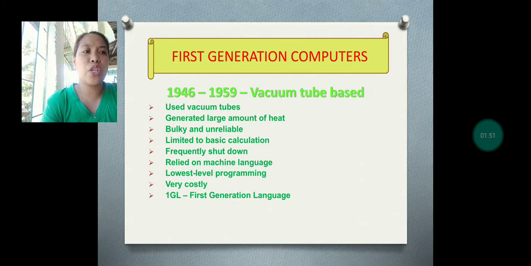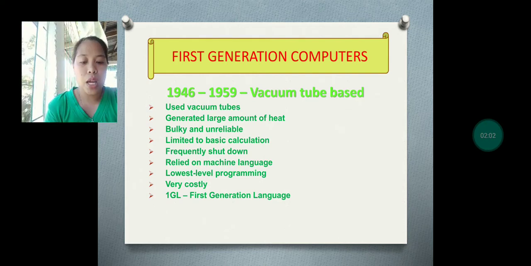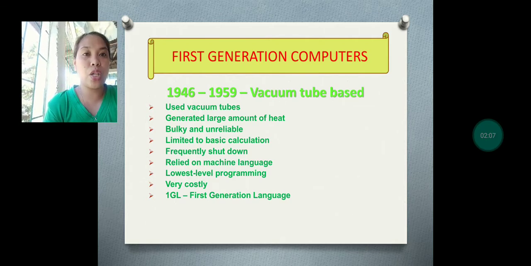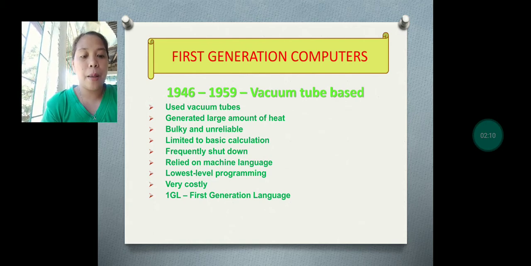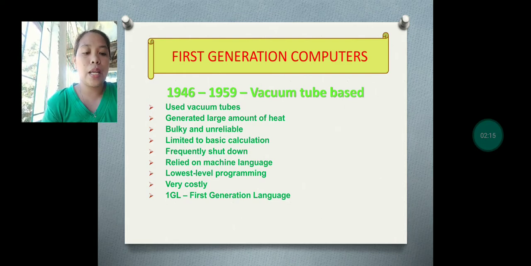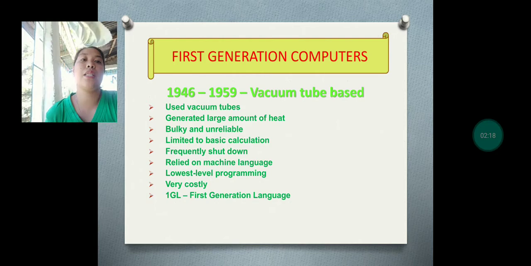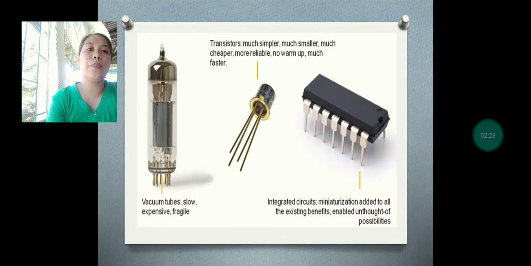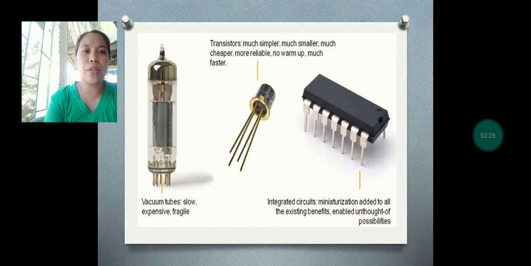Relied only on machine language, the lowest level of programming. Very costly, and had only one GL, or first generation language. This computer also used machine code as the programming language, as well as punch cards, paper tape, and magnetic tape as input and output devices. So these are the characteristics of the first generation computer. This is the main component of the first generation computer, the vacuum tube, in the first picture.